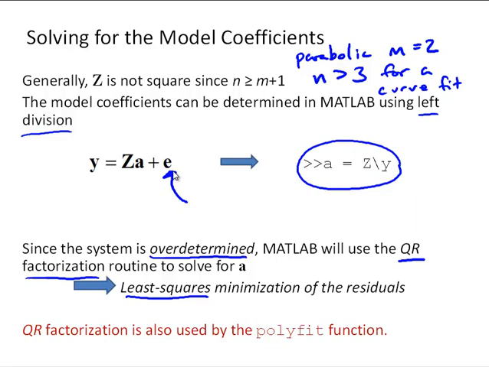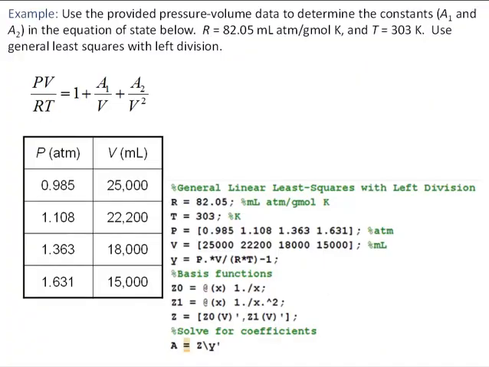So hence the name linear least squares. This is still a least squares fit, but we no longer call this a regression because it's not tied into the linear regression. Incidentally, QR factorization is the way that the polyfit function works. It's always just going to basically formulate that matrix and then call left division and solve it with QR factorization.